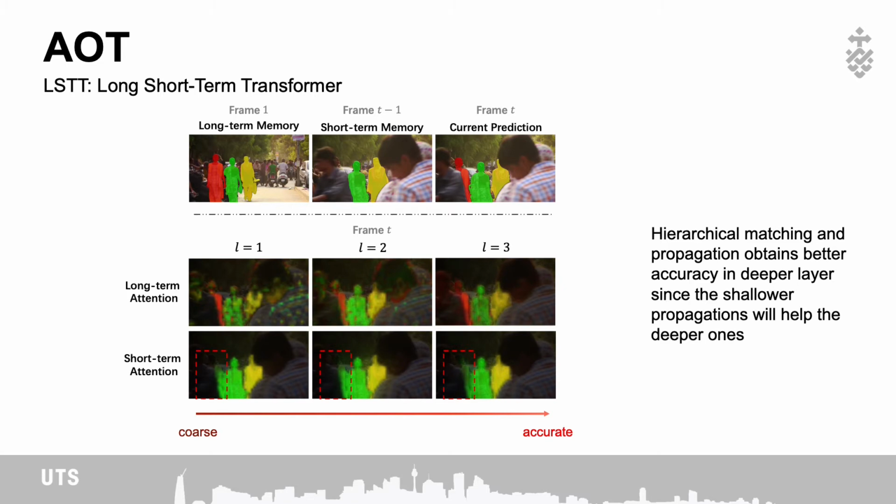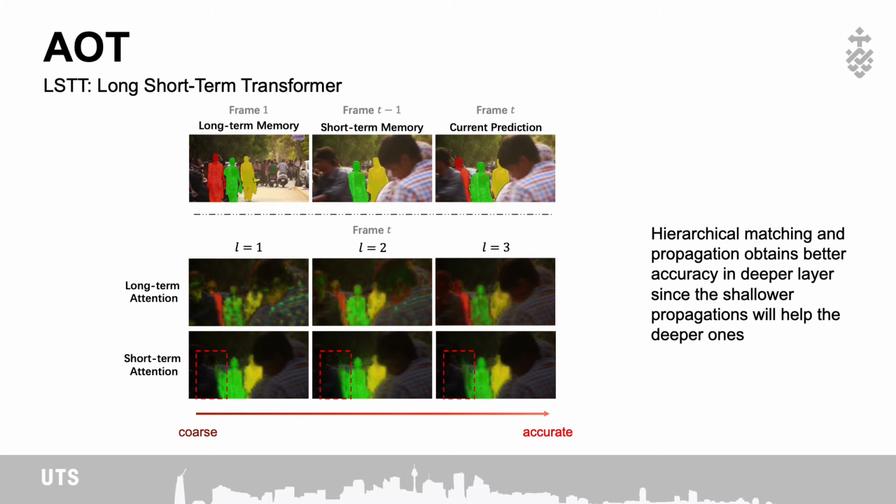We visualize the long-term and short-term attention maps in different LSTT layers, from shallow layer L equal to 1 to deep layer L equal to 3, as shown. In the shallow layer, the long-term attention map is very coarse, but in the deeper layer, the attention map becomes very accurate. In other words, hierarchical matching and propagation obtains better accuracy in deeper layers since the shallow propagations will help the deeper ones.